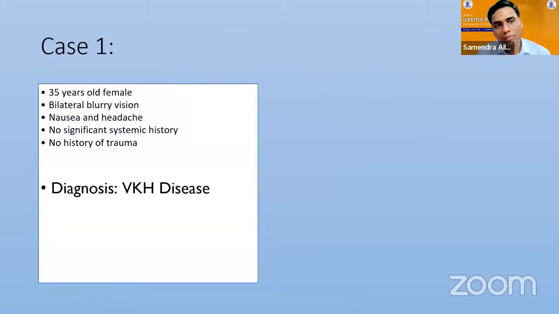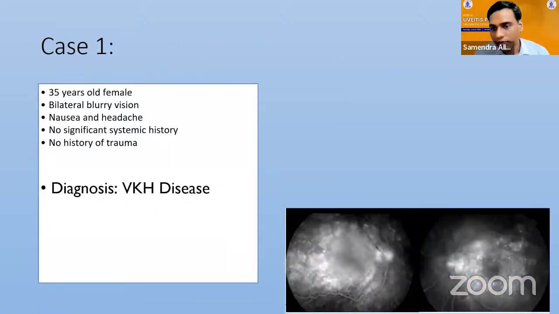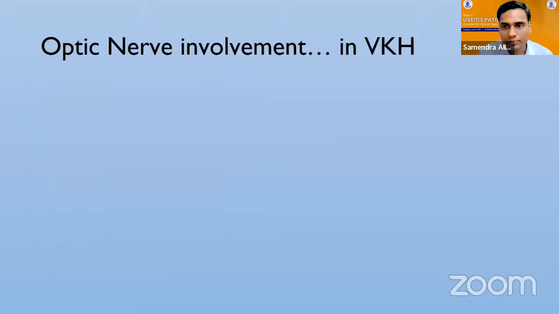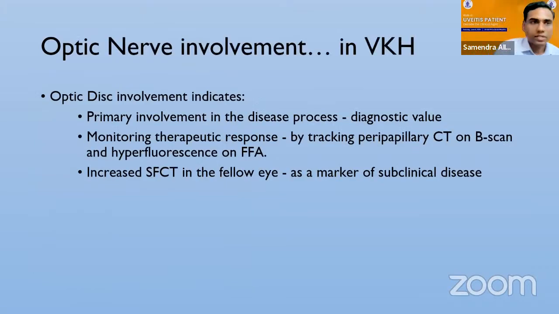A 35-year-old female presents with bilateral blurry vision, nausea and headache, no significant systemic history, and no history of trauma. She was diagnosed as VKH disease. We can see that in FFA, there is a typical presentation of VKH with multifocal leaks and disc leak, and there was no doubt about the diagnosis as such. So the optic disc involvement in a case of VKH is a primary involvement in the disease process itself, which offers a significant diagnostic value.